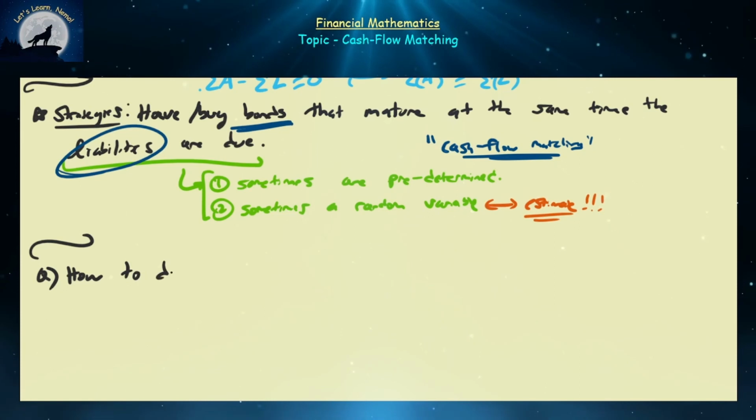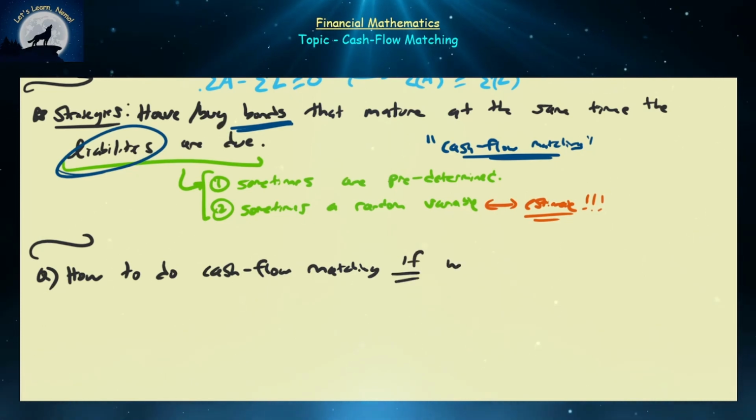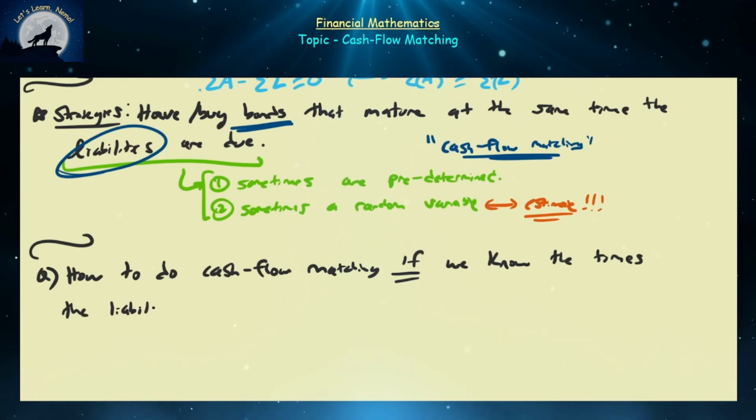So the question that I now want to dive into is the following. How to do cash flow matching if, and this is a big if, we know the times the liabilities are due. So this is definitively applicable to case number 1, and it's also applicable to case number 2, provided that you have already estimated those times of our liabilities.